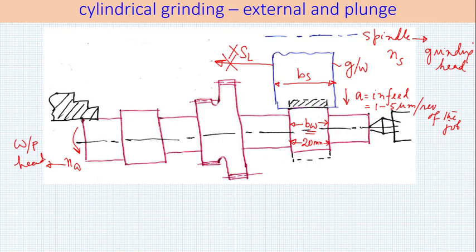So here one motion is not required. Which motion is not required? Traverse motion is not required. So how is it equivalent to some machining operation in a lathe?